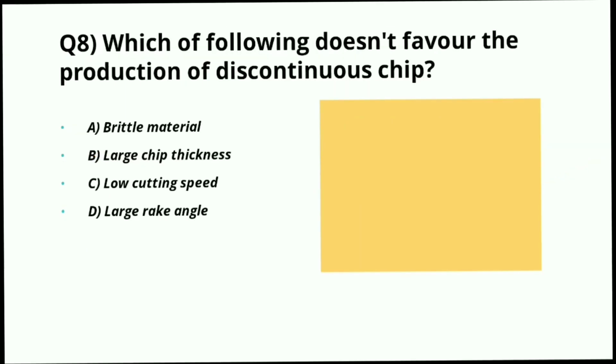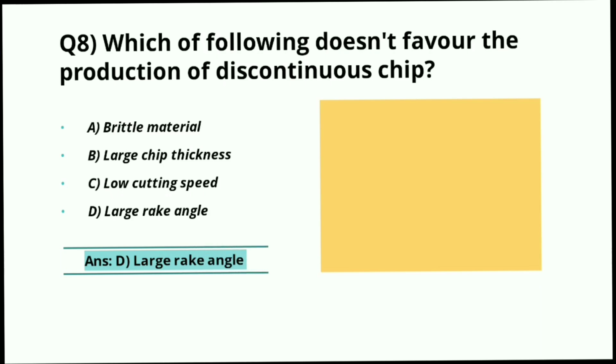Which of the following does not favor the production of discontinuous chips? The options are brittle material, large chip thickness, low cutting speed, or large rake angle. The right answer for this question is part D, large rake angle.